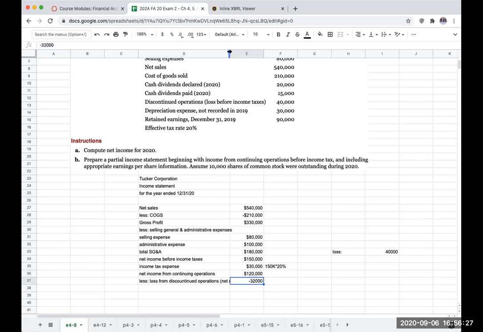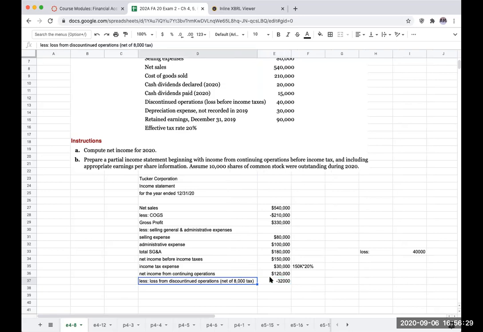And basically what is net of? It just means that I've taken out that $8,000 tax. So this is less 40,000 times 20%. Loss after income taxes, or loss net of tax. And this is going to be 32,000. I have to take out the taxes because if I put 40,000 here, it doesn't really compare to this number, because this already has the taxes taken out.